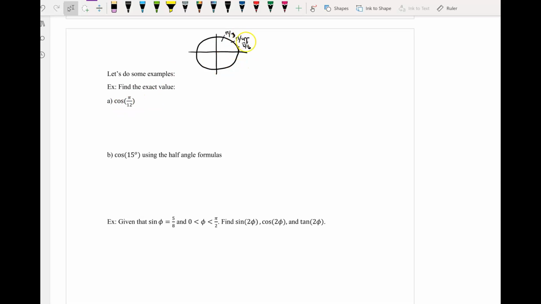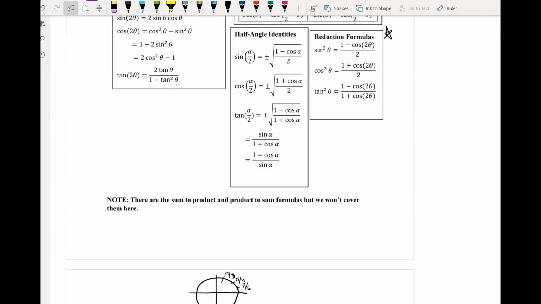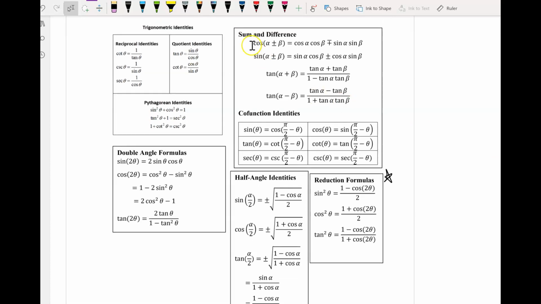Well, if I take pi over 4 and subtract pi over 6, I will get pi over 12. So I can rewrite this as the cosine of pi over 4 minus pi over 6. Now that I did it as a difference of two different angles, I can go back up and use the sum and difference formula for cosine. So cosine of alpha minus beta equals cosine alpha cosine beta plus sine alpha sine beta. So just be careful with that plus.